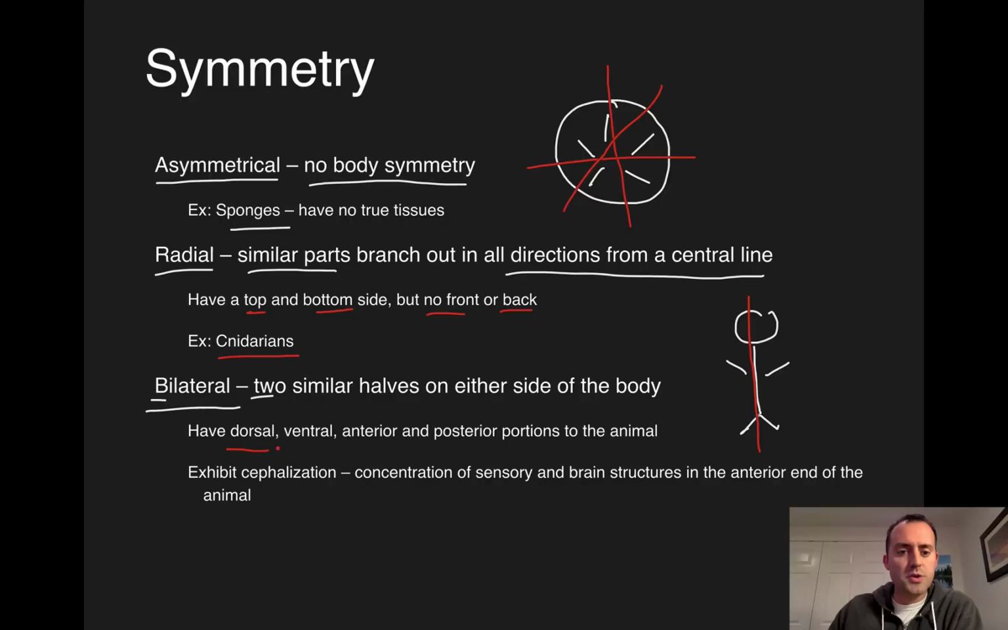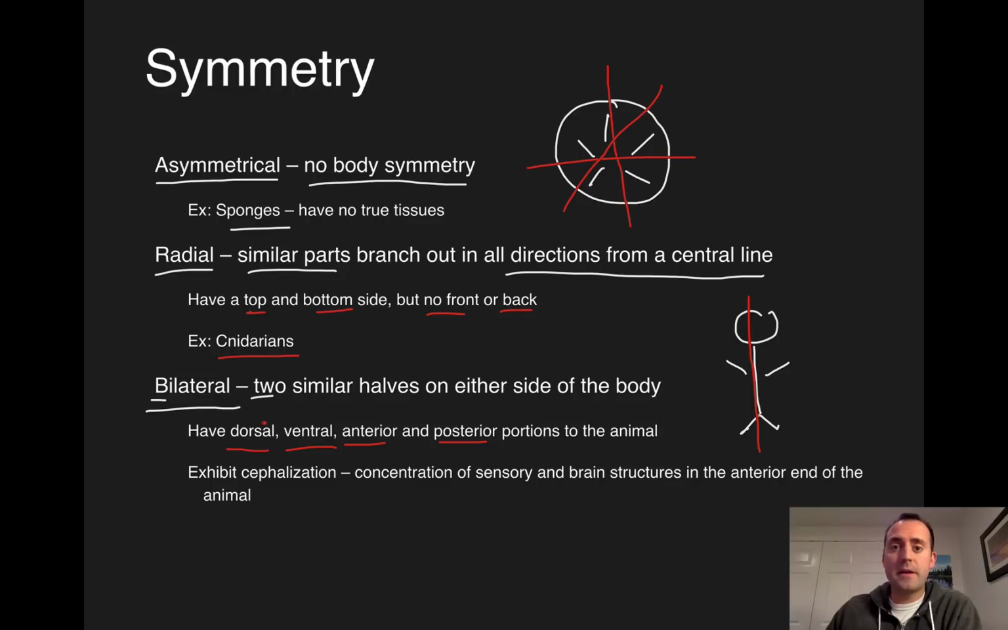What this gives us is several different sections of our body. We have what's called a dorsal and a ventral side, the dorsal being our back, ventral being our front, like where your stomach is. You have an anterior and posterior. Anterior would be where your head is. Just think of antlers on a deer. Posterior would be the opposite of that, like where you're sitting. And then you have a left side and a right side of your body.